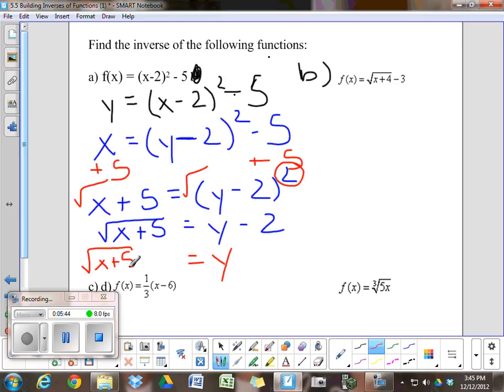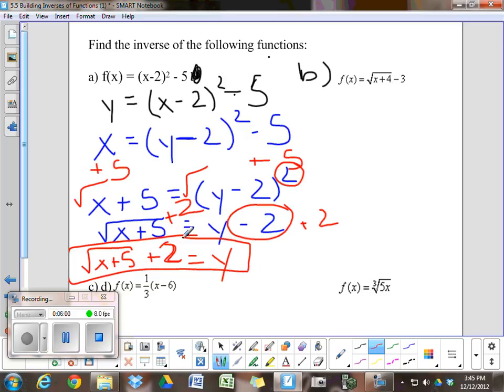Now that square root shuts down there, and then you have the plus 2. Again, that comes from this minus 2, adding that 2 to both sides. That's my final answer. That is the inverse.